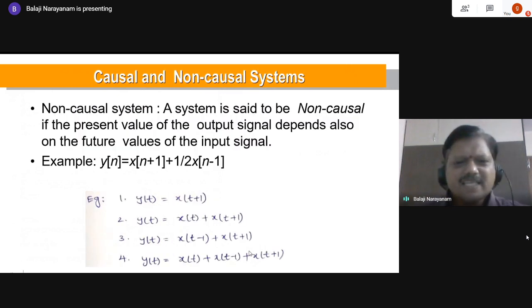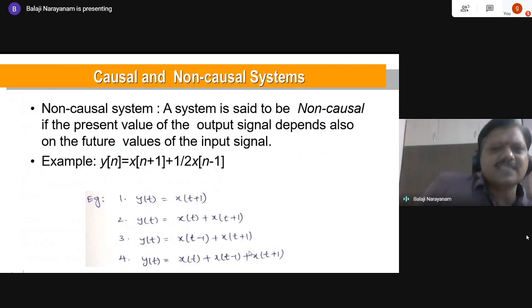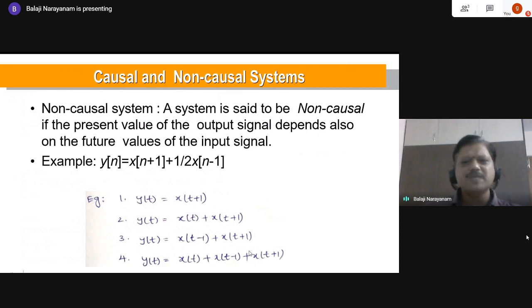Now, let us take the non-causal system definition. A system is said to be non-causal if the present value of the output signal depends also on the future values of the input signal.